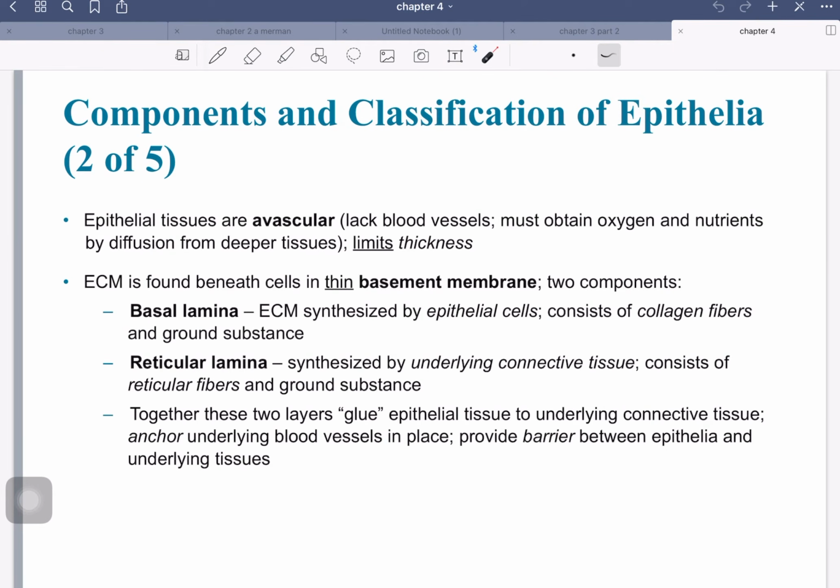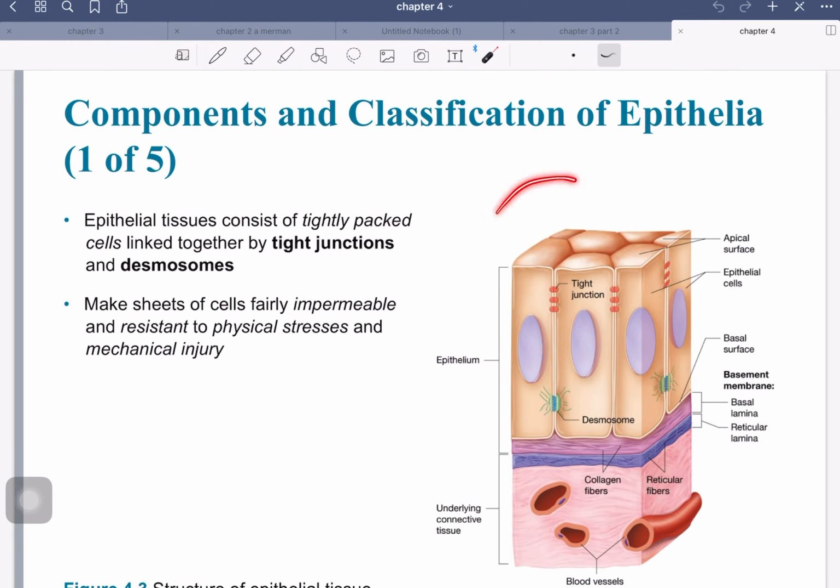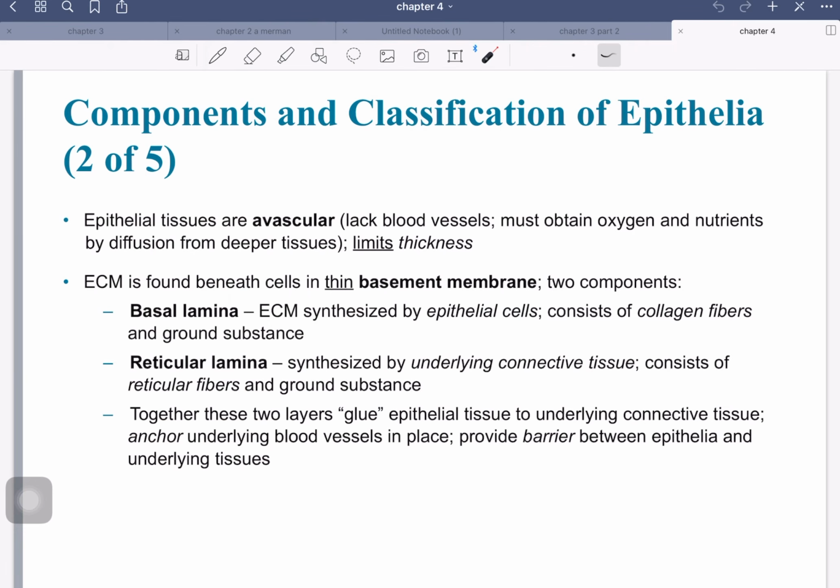Now, the other thing, let's go back here for a second. Look how tightly packed it is. There's really no room for blood vessels to move through there. So not surprisingly, epithelial tissue is avascular. Just a reminder, the letter A in front of a word usually tells you no or lack of. So epithelial tissues are avascular, they lack blood vessels.